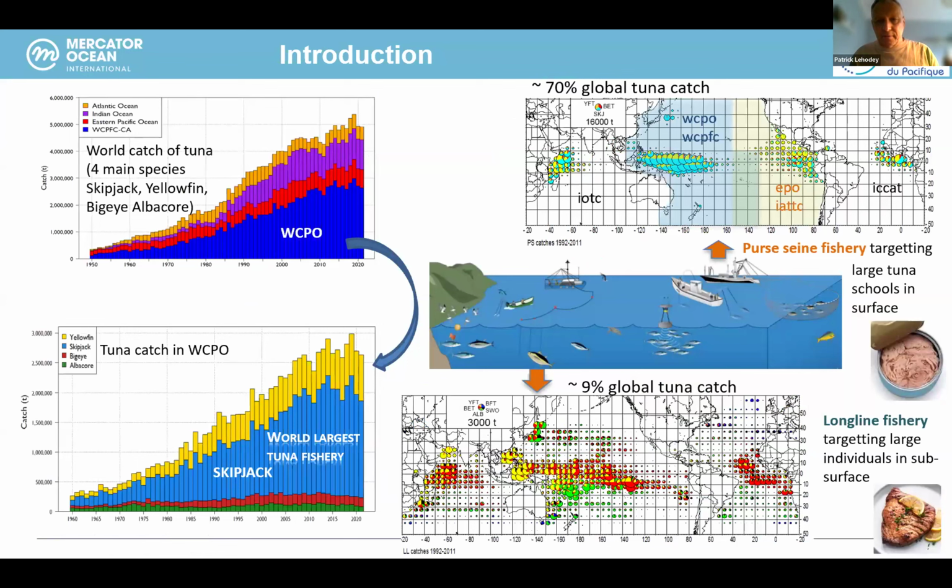Sorry. And so this has been shown already, but in the Pacific we have two different organizations: the WCPFC for the Western Central Pacific Ocean and the IATTC for the Eastern Pacific Ocean to manage these stocks.